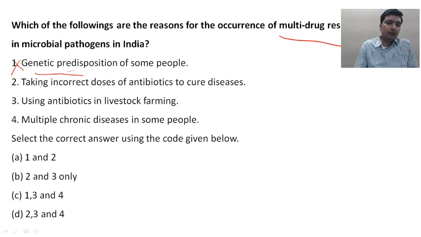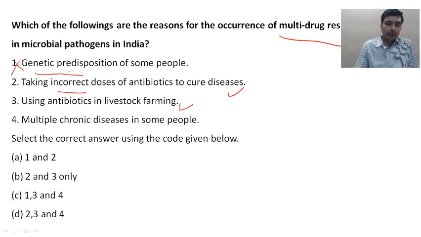Then taking incorrect doses of antibiotics to cure diseases, definitely we know that when we don't take proper doses, you are giving enough opportunity for the pathogen to build resistance. So definitely this is a right statement. And then using antibiotics in livestock farming, if you have read about the National Action Plan that the Indian government came up with in 2017, using antibiotics in livestock farming is one big issue, and one of the major points here is to regulate this. Okay, so this is a right statement.